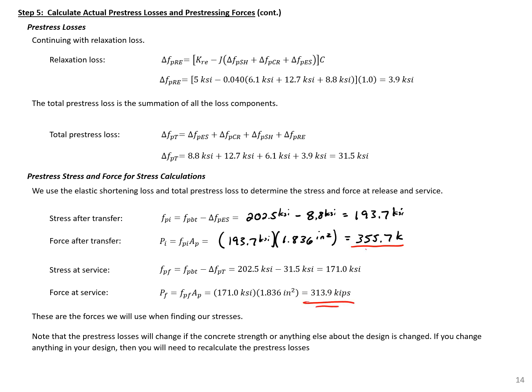So note that these values were all found based on a specific concrete strength and specific section properties. If anything about our design changes, then we need to go back and recalculate our pre-stress losses. So just make a note of that.